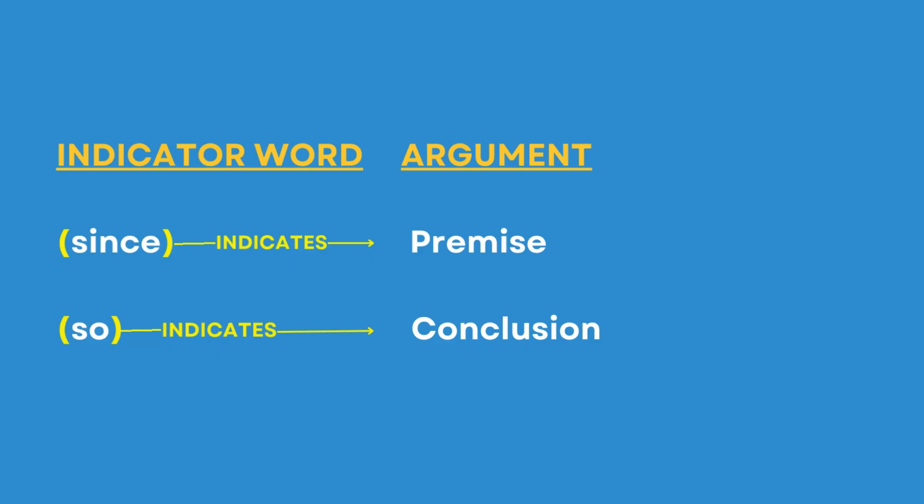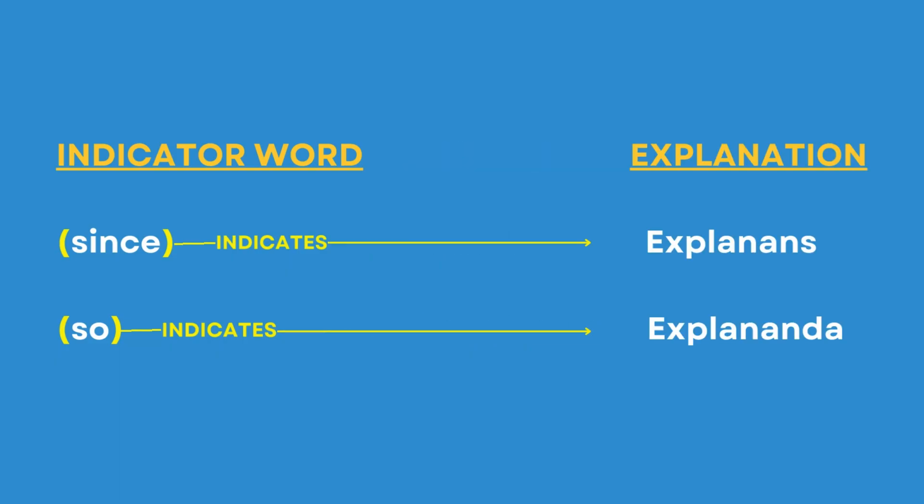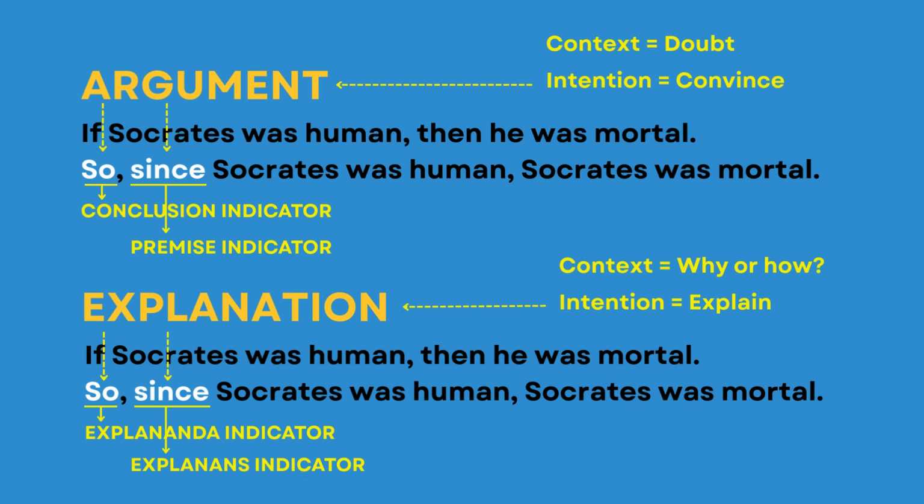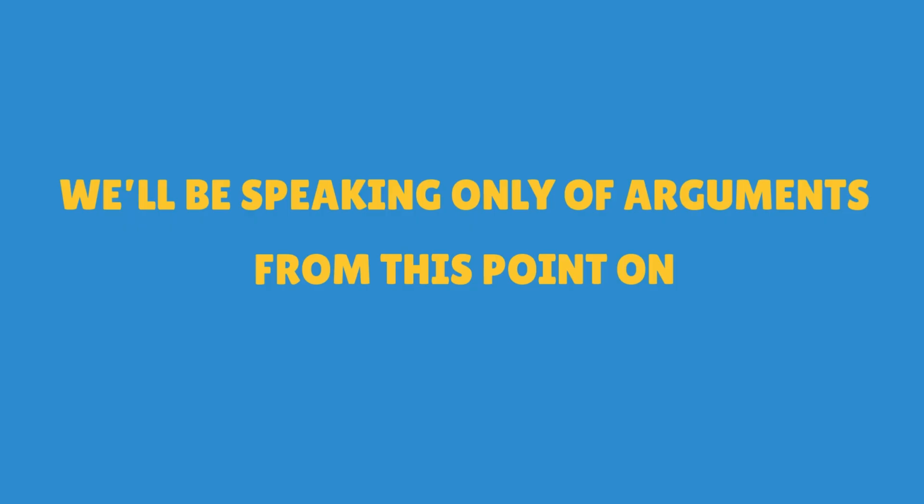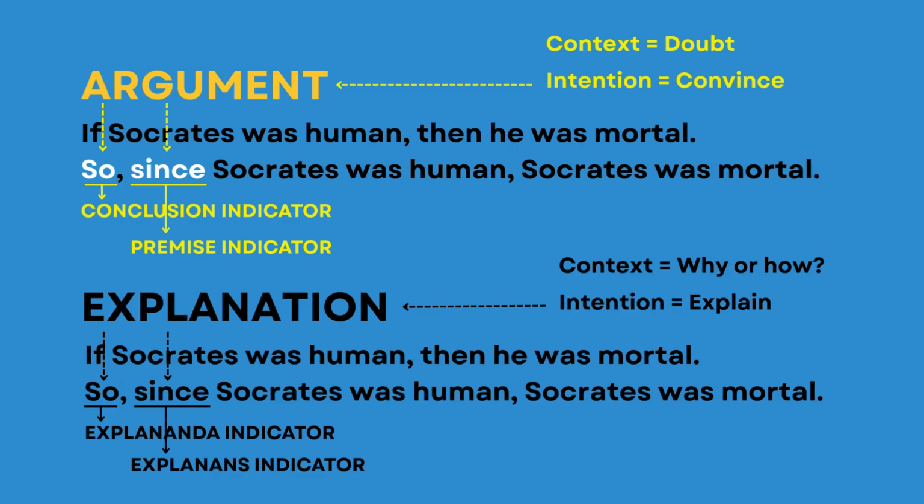So, whether an indicator word indicates a premise or conclusion, or whether it indicates an explainans or explananda, will depend on whether the sentence or passage is an argument or explanation, which would be determined by the intention behind the use of the sentence or passage. For the rest of this lesson, I'm going to assume that we are speaking only of arguments. So, all the sentences or passages we will be working with will be arguments, which means that all the indicator words that we will be discussing from this point on in this lesson will be either a premise or a conclusion indicator.